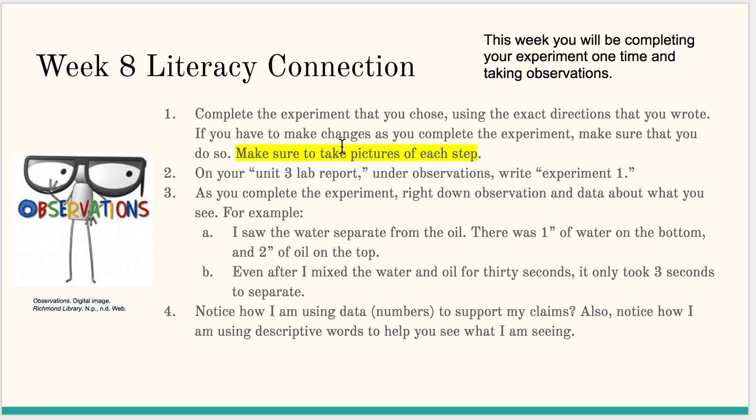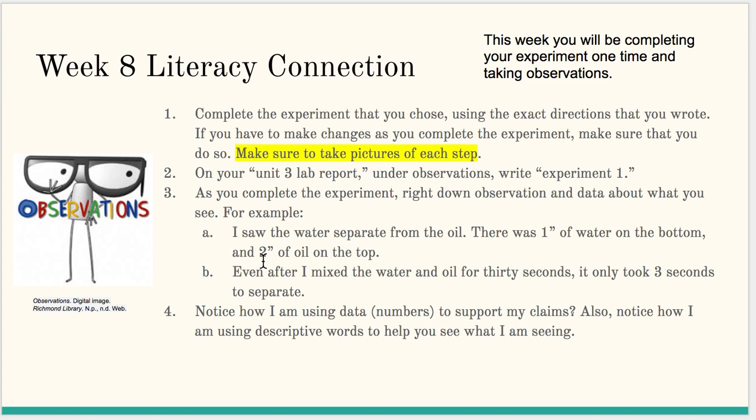Another reminder is make sure to take pictures of each step of the process, because you'll be using that in the last couple of weeks in creating your presentation. On your Unit 3 lab report, under Observations, write Experiment 1. As you complete the experiment, write down any observations or data that you might have or see.